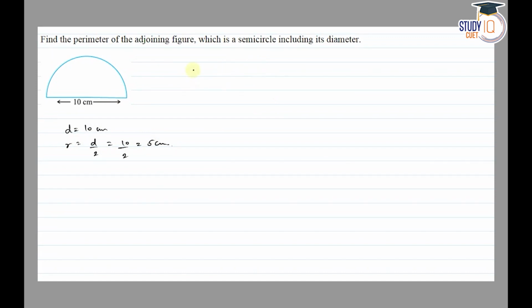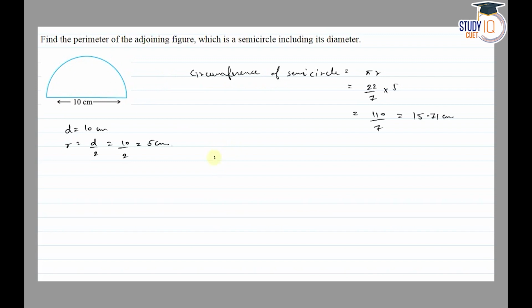So circumference of semicircle is equal to pi r. So हो जाएगा 22 by 7 into 5. So हो जाएगा 110 upon 7 is equal to 15.71 centimeter. And हमें find out करना है find the perimeter of adjoining figure.